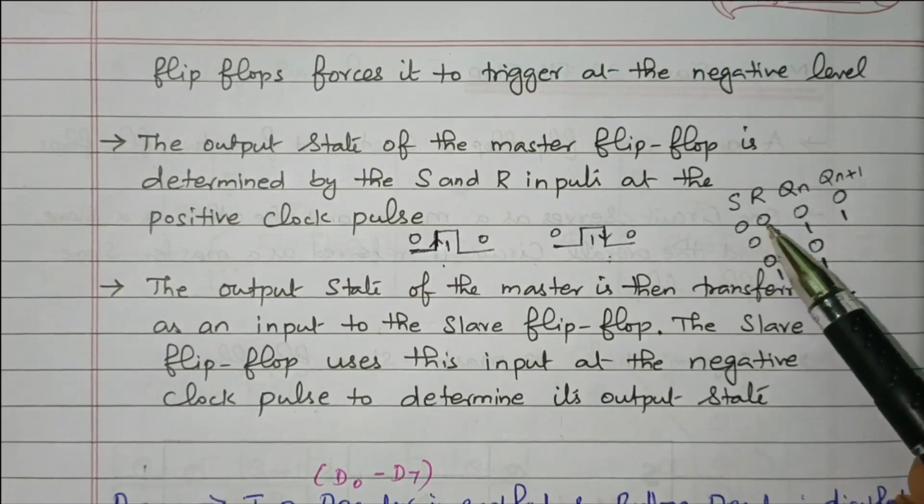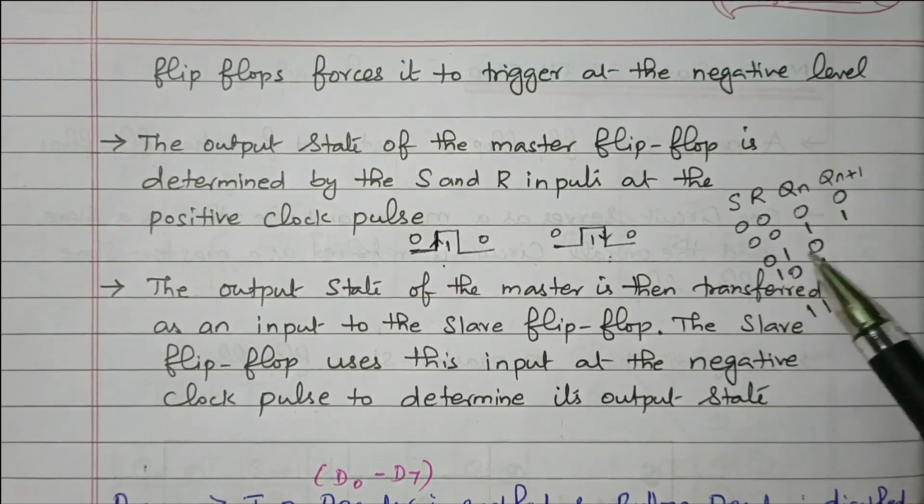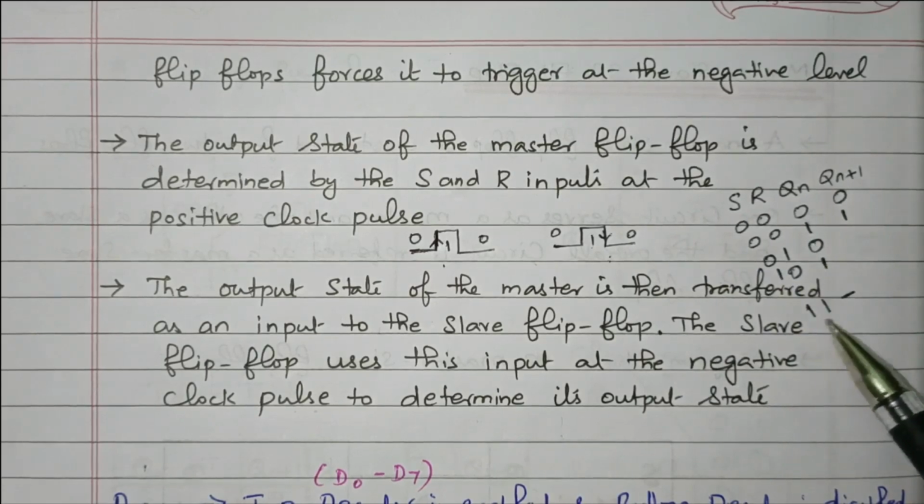Right. Both are 0 means no change. R input is 1 means reset. Reset means 0. S input is 1 means set. Set means 1. Both are 1 means not defined. That is available in the JK flip-flop.